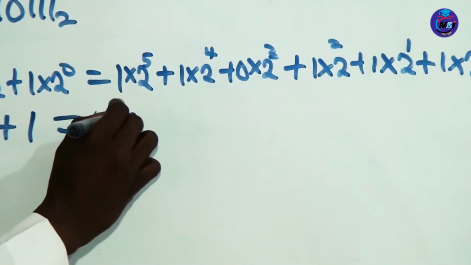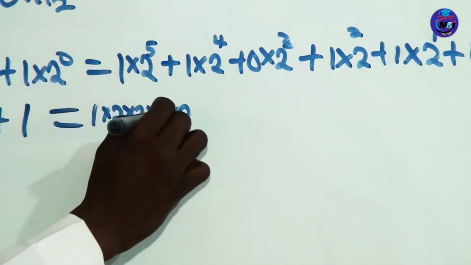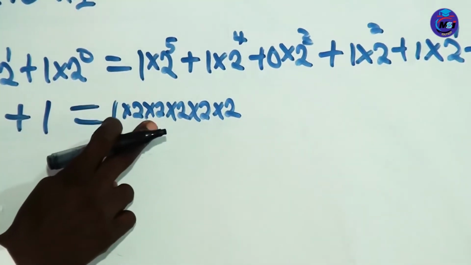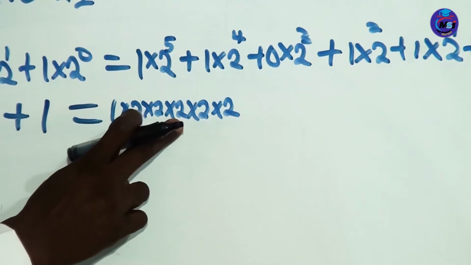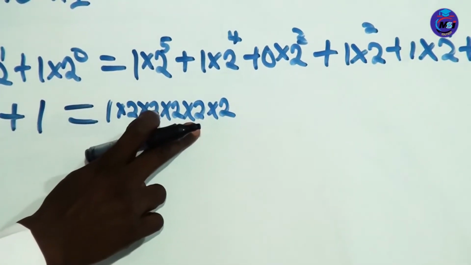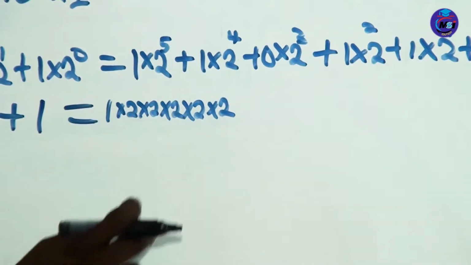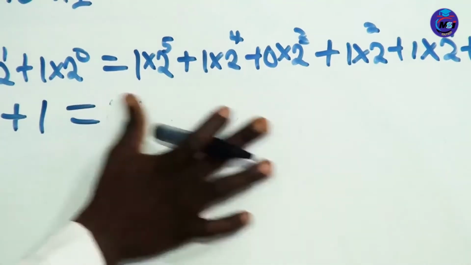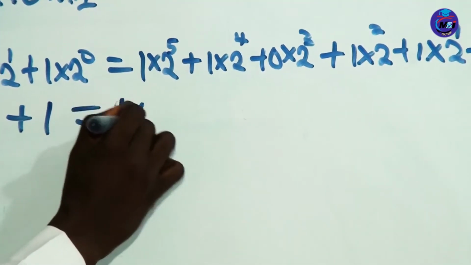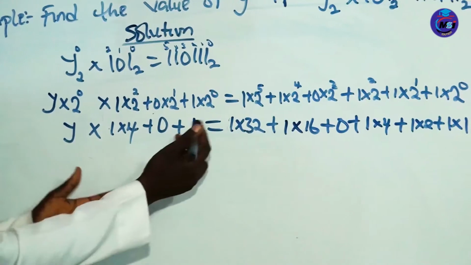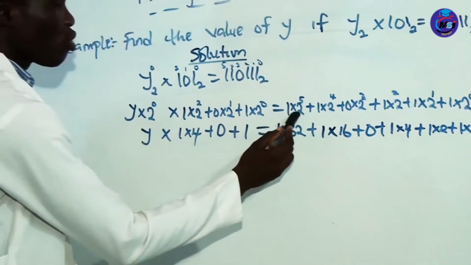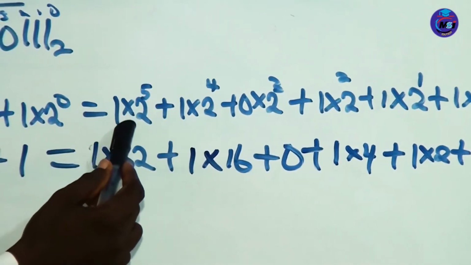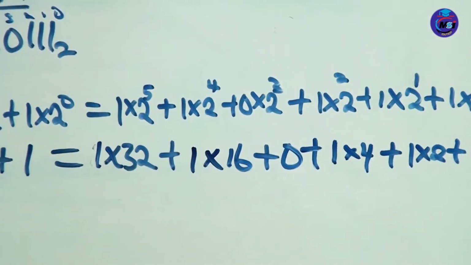2 times 2 times 2 times 2 times 2. Okay. Now 2 times 2, 4. 4 times 2, 8. 8 times 2, 16. 16 times 2 will give us what? 32. So this will give us 1 times 32. Okay, so when you do this, 2 raised to power 5 will give us 32. That is 2 times 2 times 2 times 2 times 2 in 5 places.